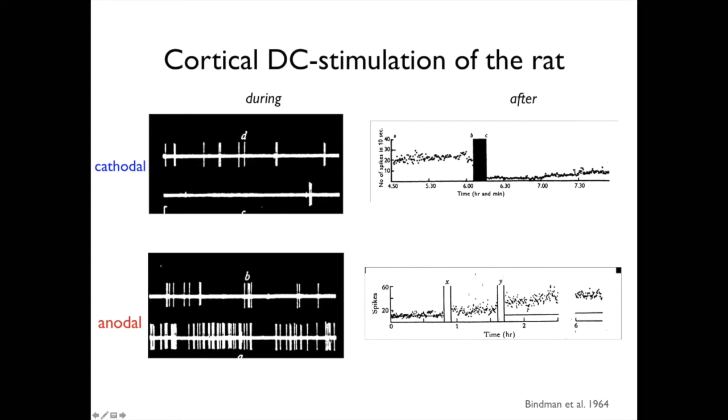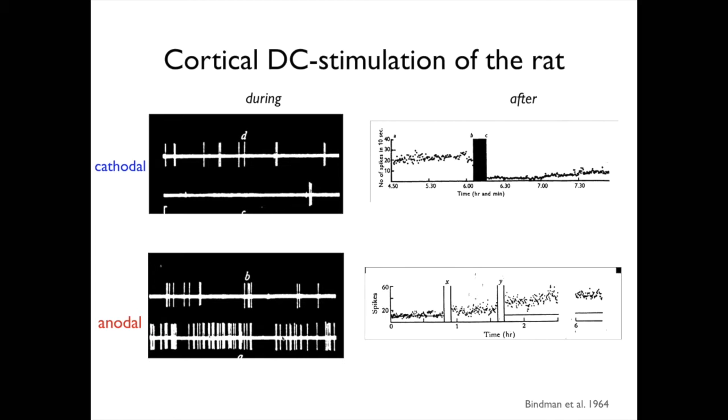You can see that this is spontaneous activity because it looks quite chaotic. So you have groups of spikes, groups of action potentials, and you have also some breaks here. So this looks quite spontaneous. Well, these are effects you get during stimulation.